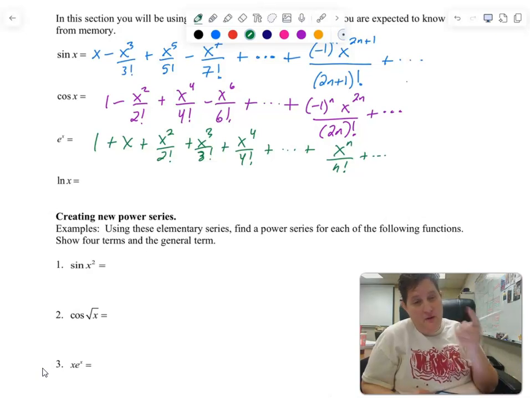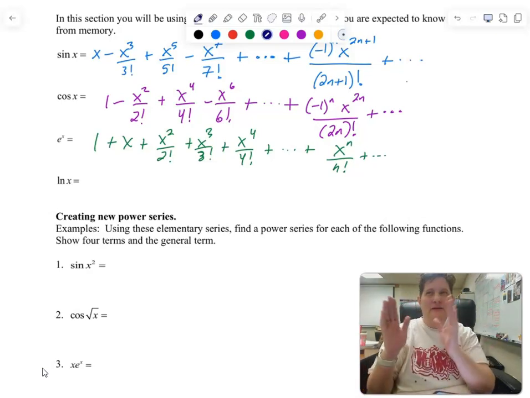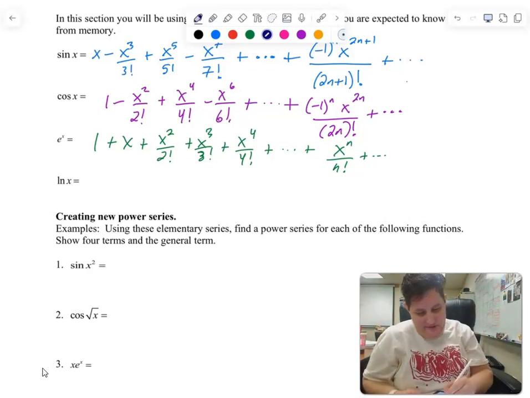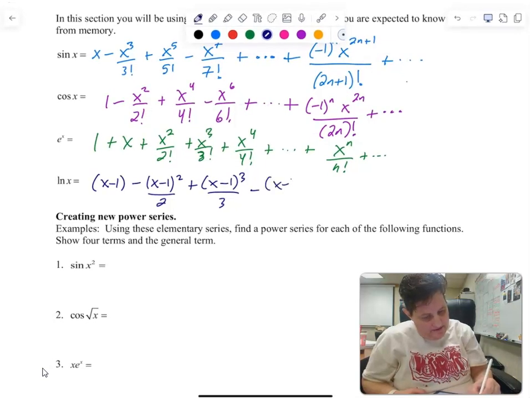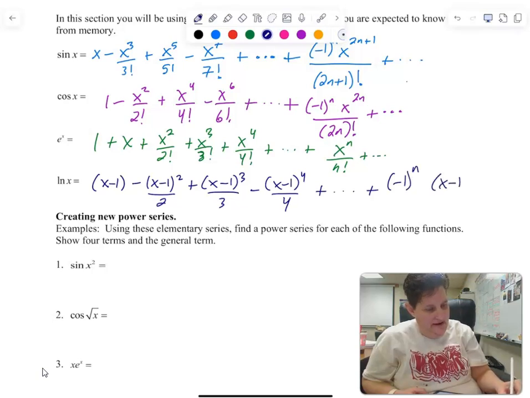And then we also did do ln, so I'm not going to go back and look for it, but we did that. Remember, it was about x minus 1, and we had to change it to x, so it's a little tricky. So ln is this: x minus 1, over 2, x minus 1 cubed over 3. The next one would be minus x minus 1 to the 4th over 4. The general term would be -1 to the n, x minus 1 to the n over n.